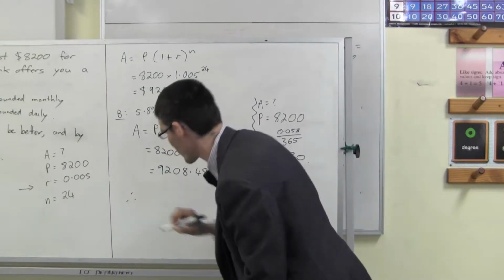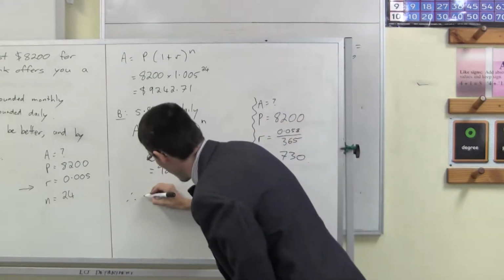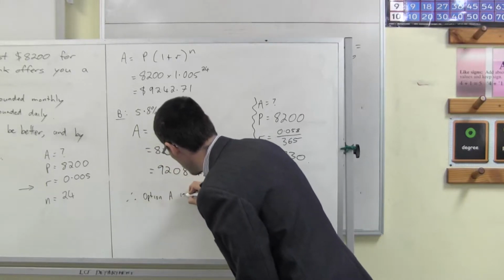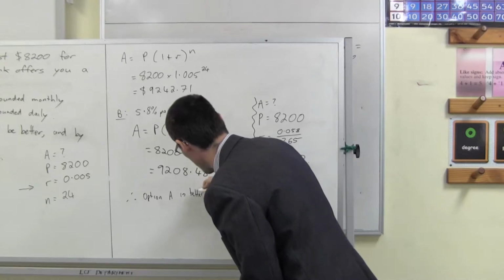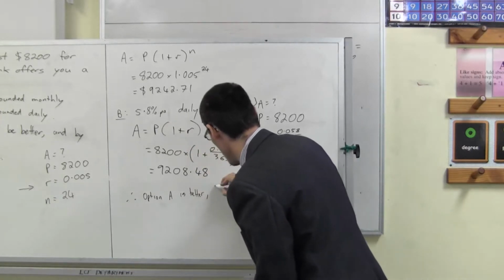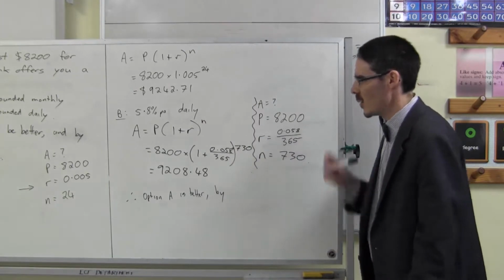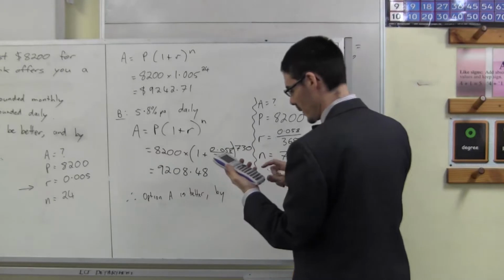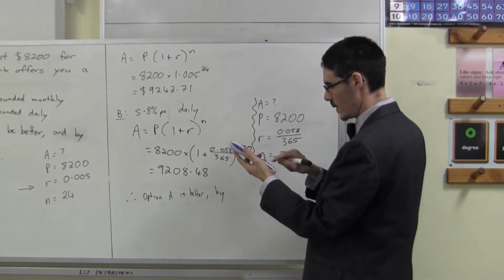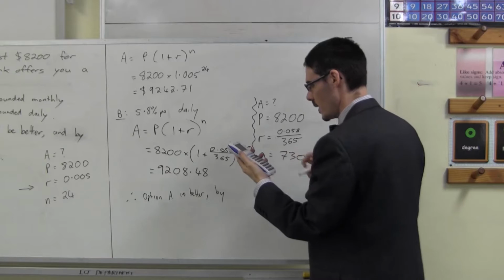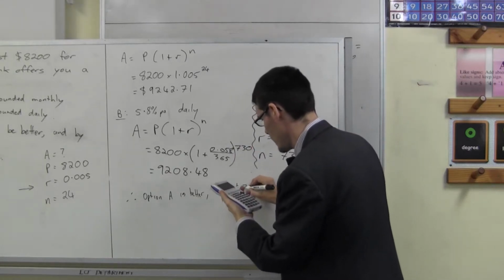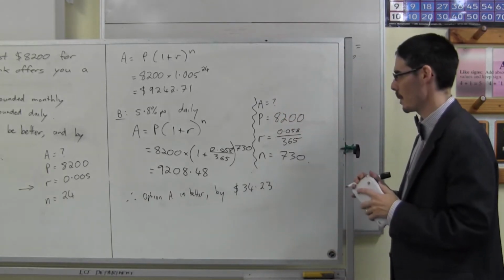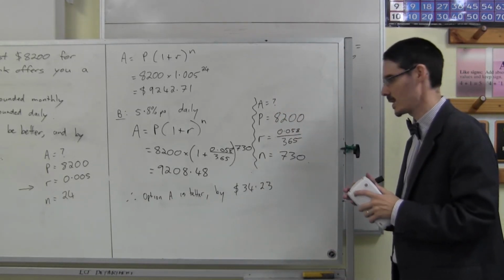So, therefore, option A is better. By how much? Well, it's just this number minus that number. Oh look, I've still got it in my calculator. By $34.23. Yep, that makes sense. $34.23.